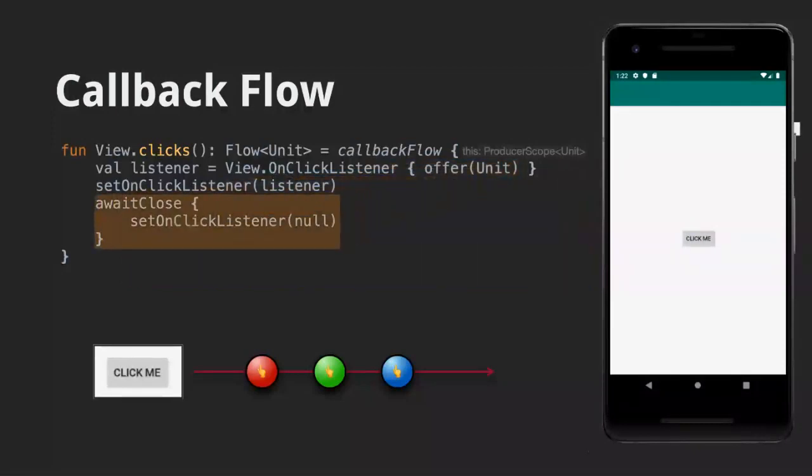Cool. Oh yeah, so last step when you use the callback flow function: you must call await close. The idea here is that if you didn't add this, when you actually call clicks, the flow would immediately terminate, so that would basically do not much. When you call await close, what you're telling the coroutine scope is basically to suspend and only to continue and effectively remove the click listener once the flow consumer is canceled itself.